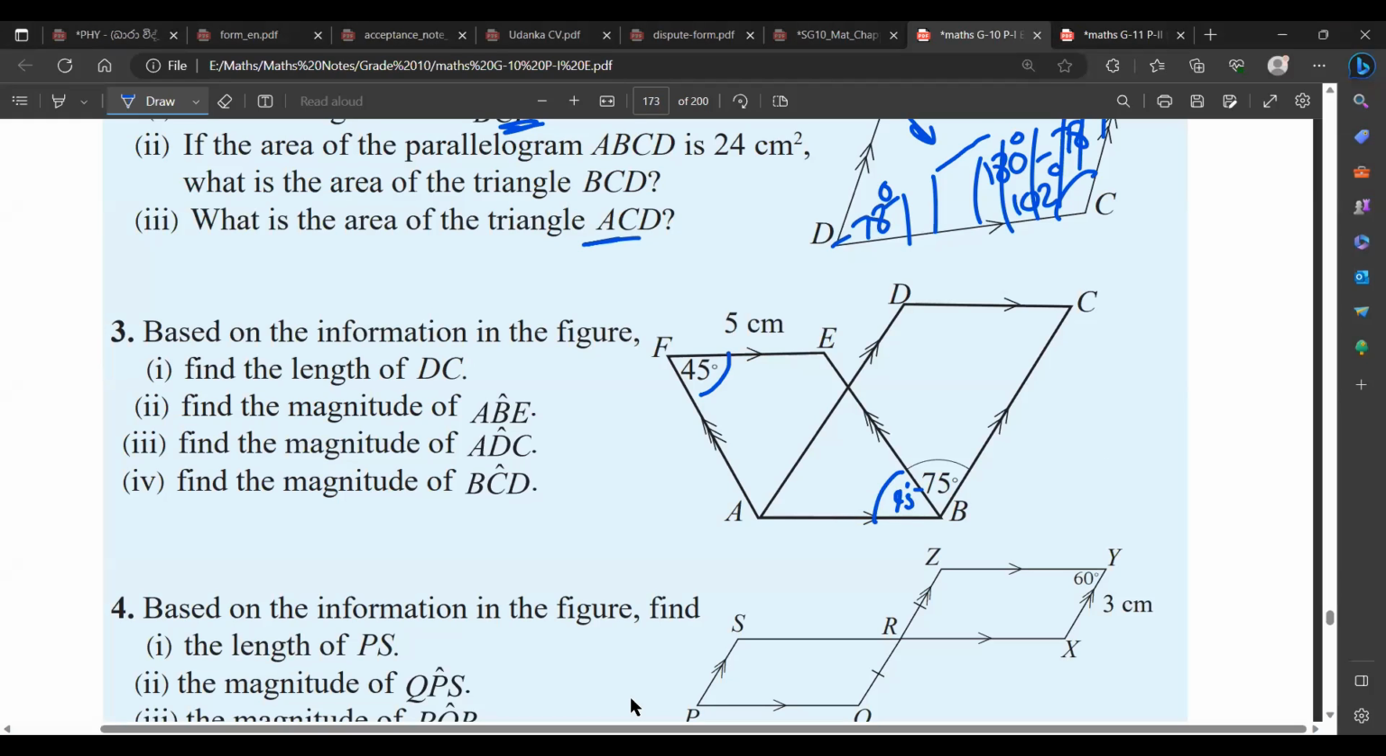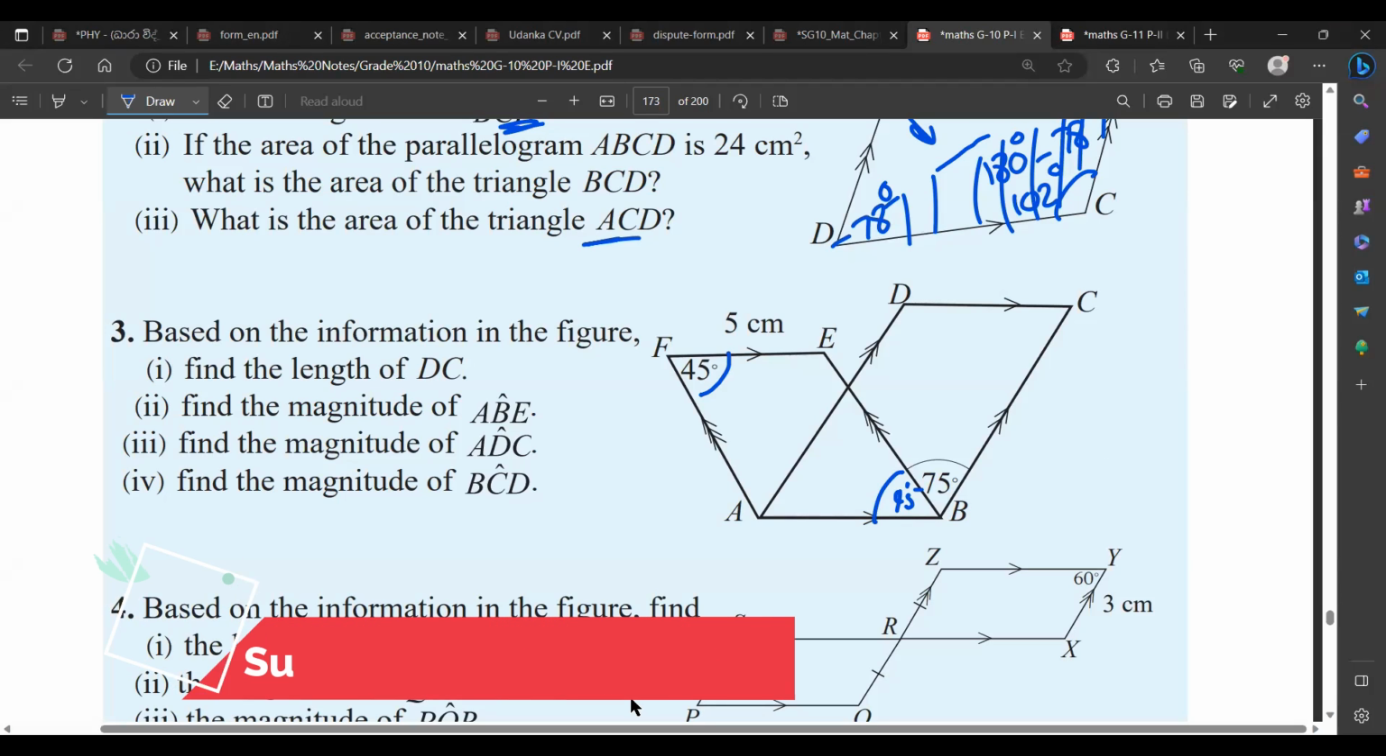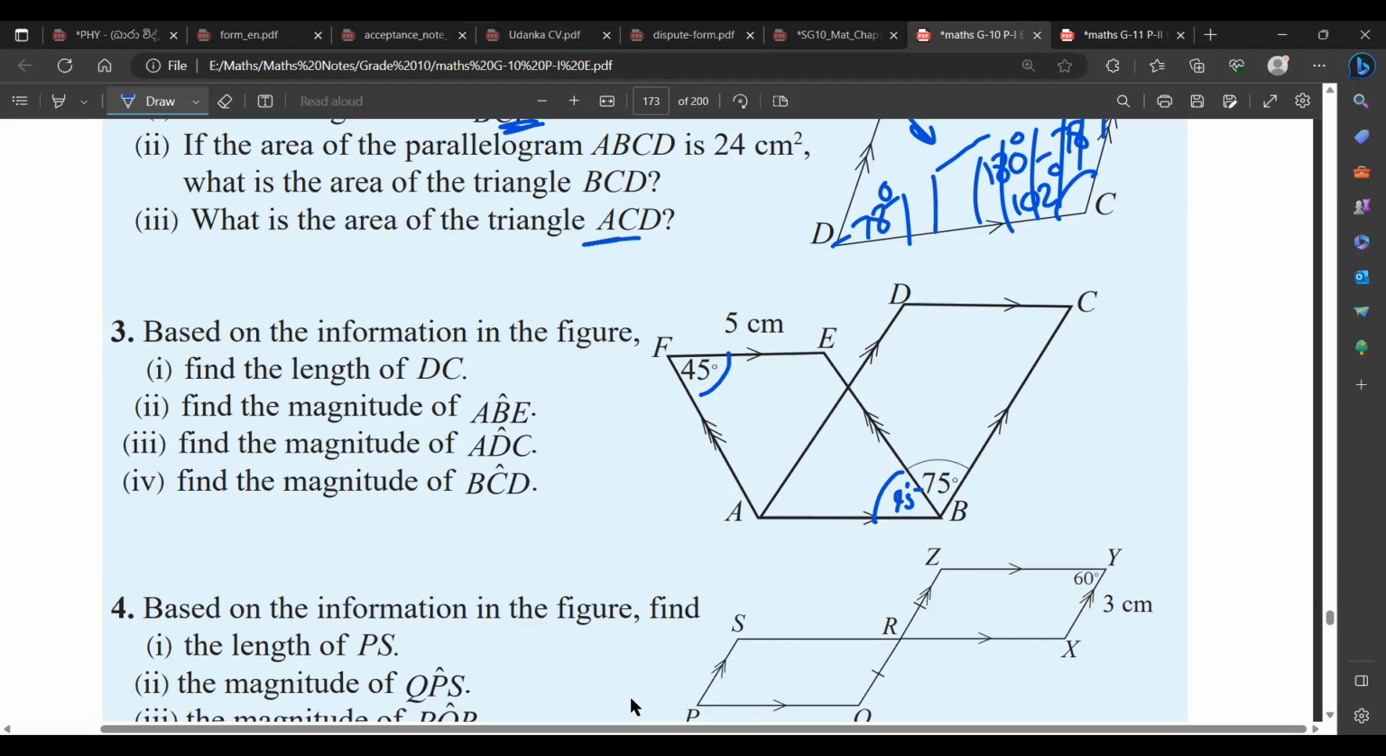Because of these two parallel lines, no? These two are parallel lines. So this ABFE should be a parallelogram, no? Keep in mind, okay? It should be a parallelogram because opposite sides are parallel. If the opposite sides are parallel, you can take it as a parallelogram. Now they are asking what? Find the length of DC here.